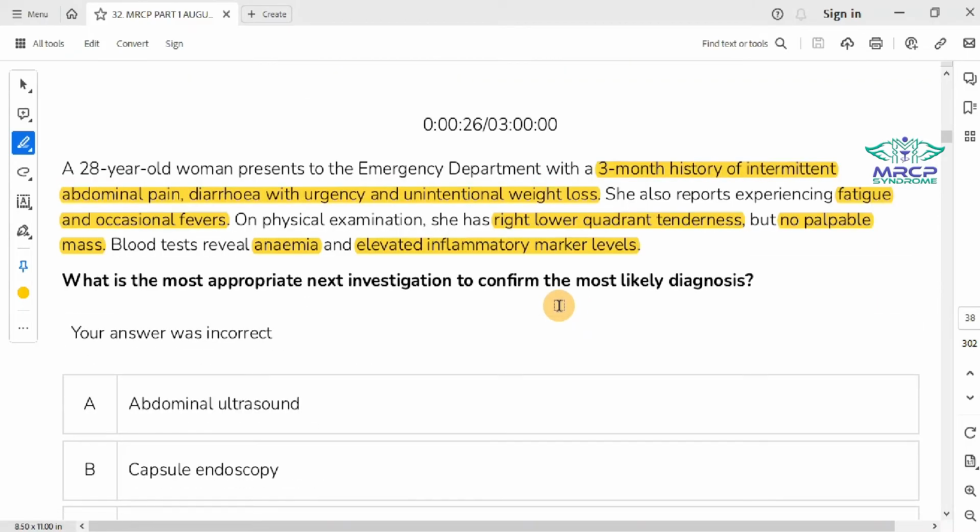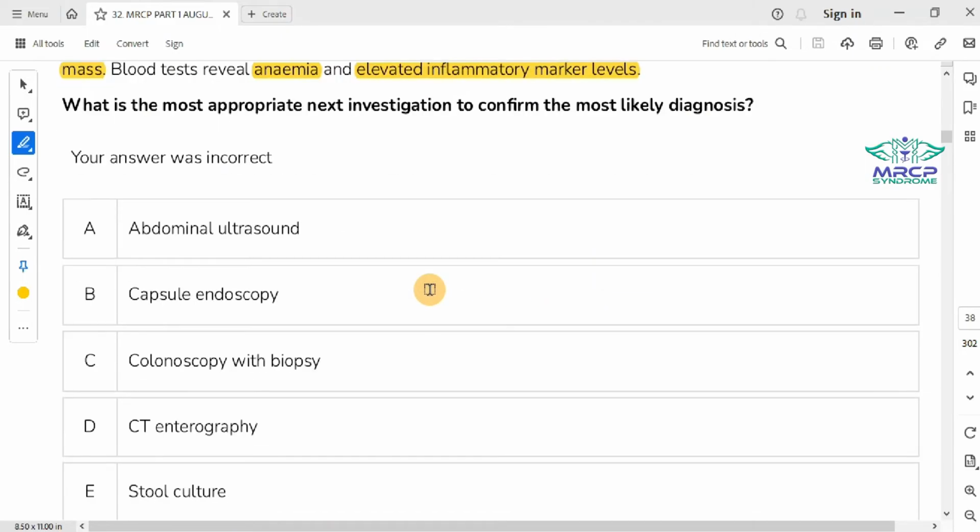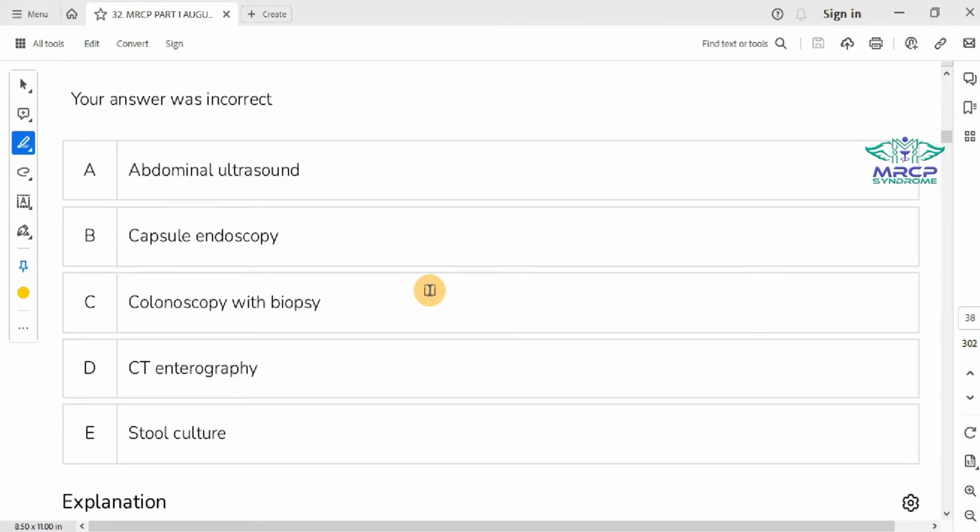So the most likely diagnosis in this patient? Maybe IBS. Crohn's disease. Yes, the most likely diagnosis is Crohn's disease. So what should be the most appropriate next investigation to confirm Crohn's disease? Colonoscopy with biopsy. Yes, we need to go for the colonoscopy with biopsy.